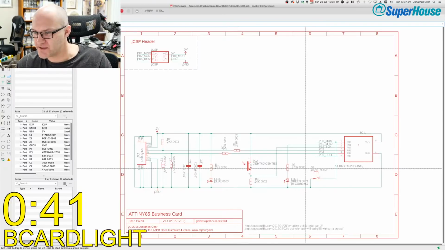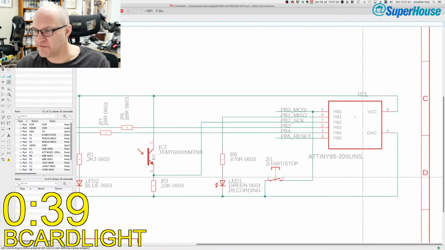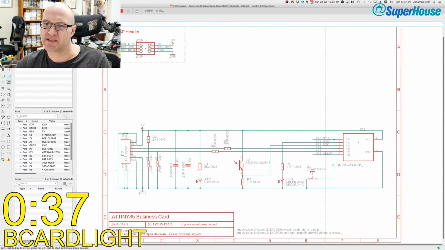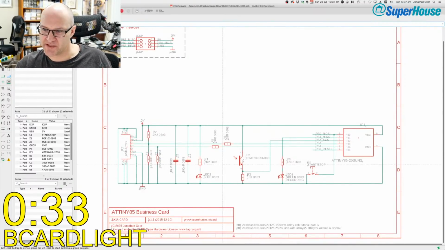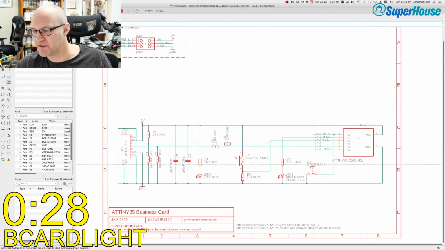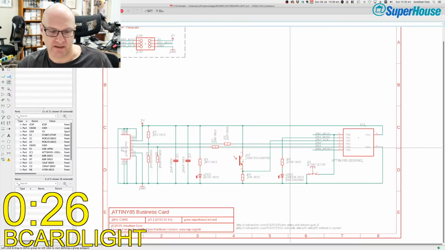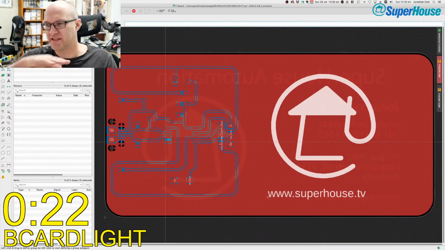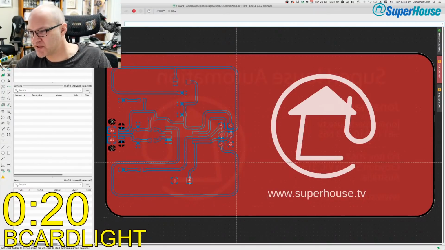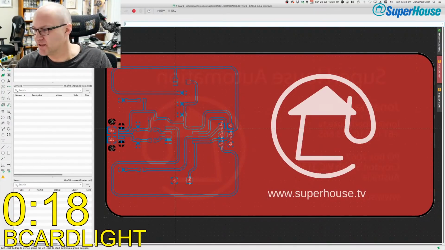There's an ATtiny85 on there. Basically, it's a business card which is a USB data logger. There is a TMT6000 light sensor on here. It's got a USB interface and a start-stop button. On the other side of this, in fact, I won't flip this board because that'll totally reveal my phone number.